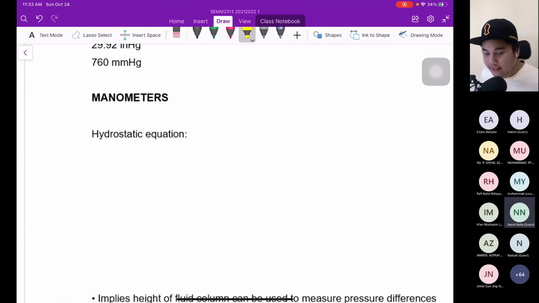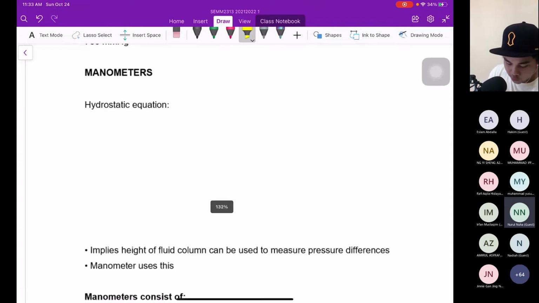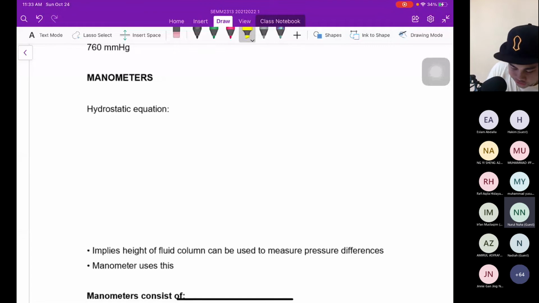Okay, the next part is manometer. Basically, the manometer is the most important part throughout your course. Why is the manometer very important? Because you're going to have lots of examples using the manometer. What is a manometer? A manometer uses the hydrostatic equation.